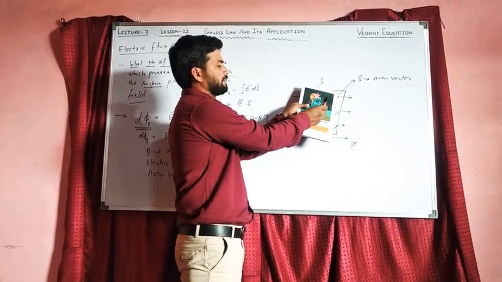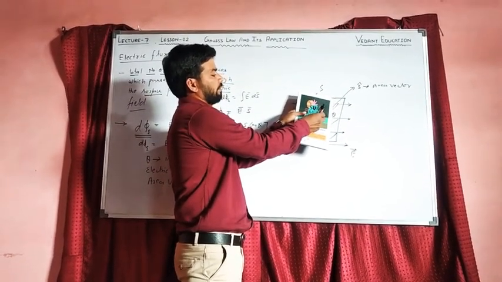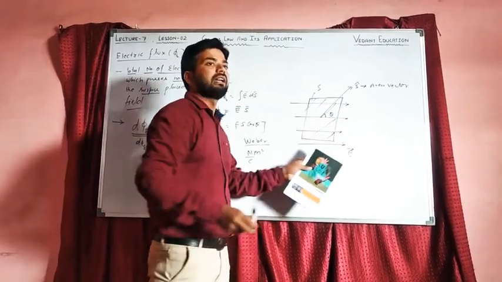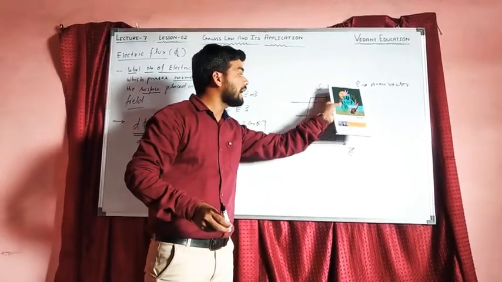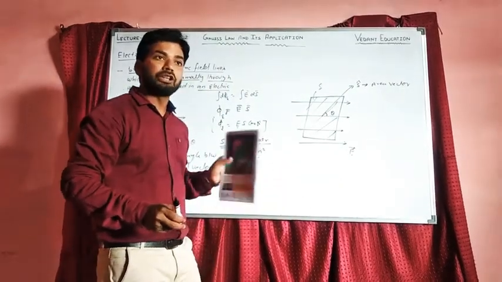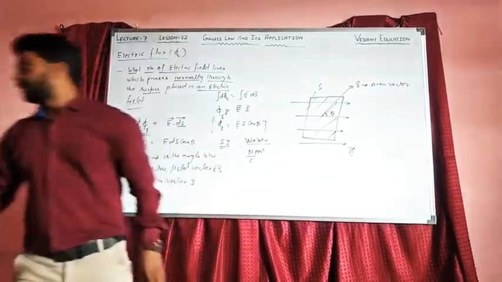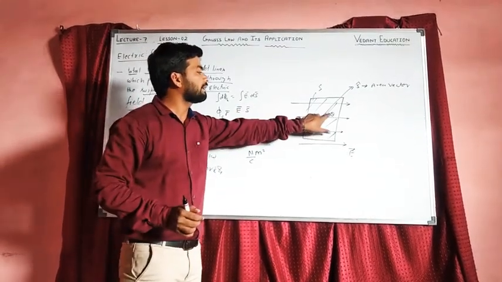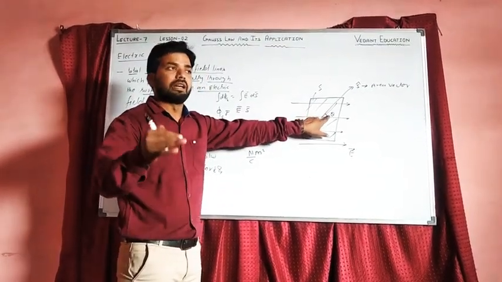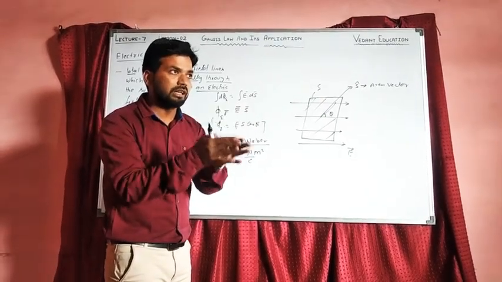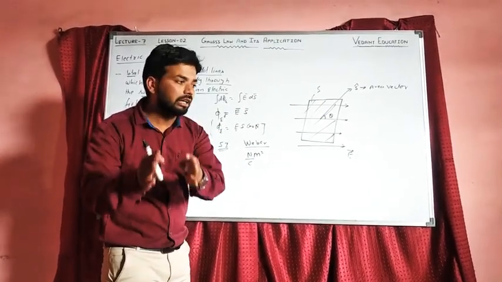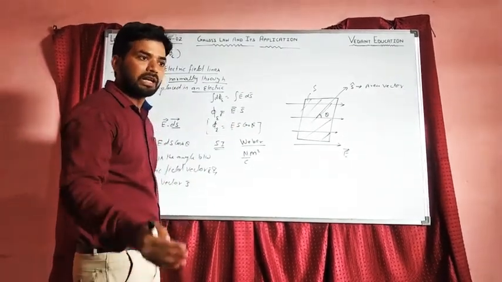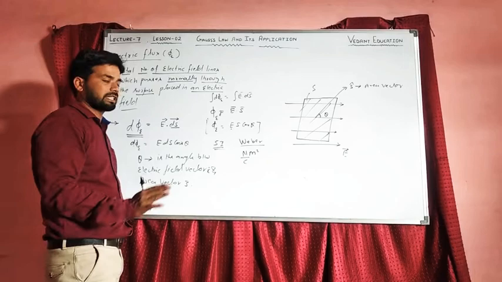Now it is tilted by some angle, so this area vector makes an angle theta with the electric field. If you are given this angle theta between the surface area vector and the electric field vector, then normally we use this formula to calculate the electric flux.